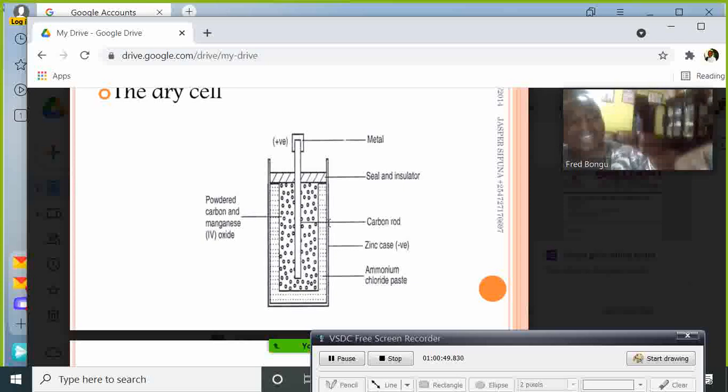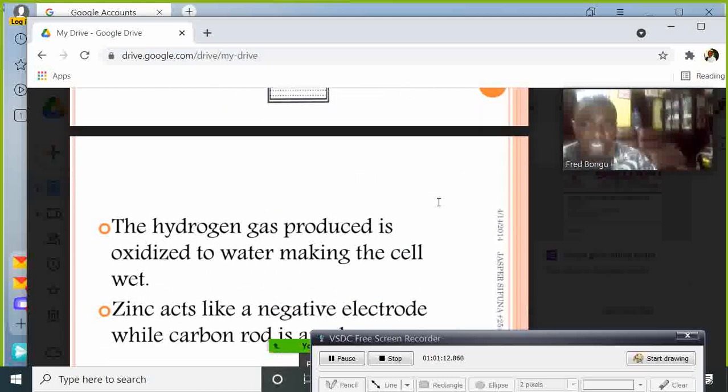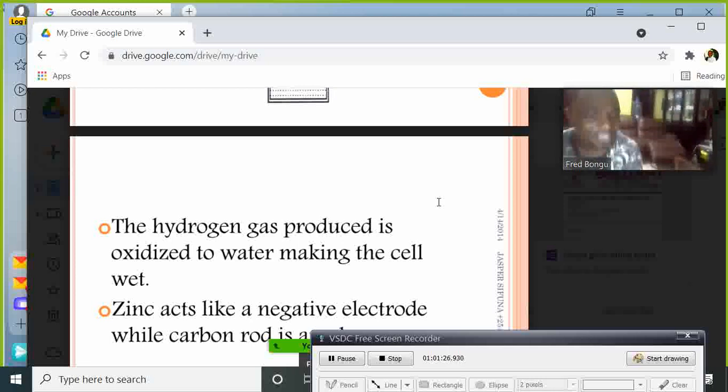So this one is not affected by the two defects of a simple cell. Whenever you buy a cell and put it in the remote, and the cell is wet, that is one of the defects happening. The hydrogen gas produced is oxidized to water, making the cell wet. So when you touch these dry cells and find them wet, it means the hydrogen is being oxidized. That is the essence of adding a depolarizer.